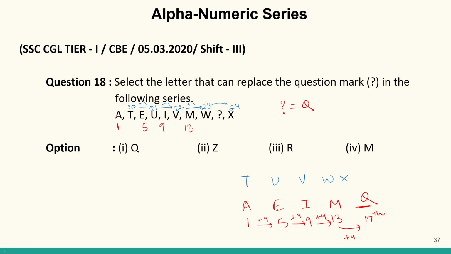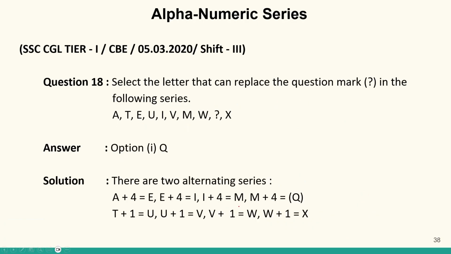And our answer will be option number 1, Q. Just by looking at the series, because there were so many big jumps and drops, we could not figure out a logic that was being followed. Therefore, we checked if 2 series are being merged into one, and that was the case. Therefore, it becomes easier to find the solution if we break them into 2 parts like this. Okay, this is the solution.